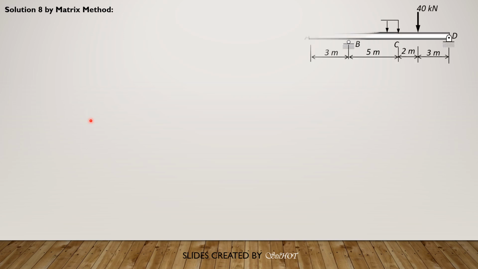Finally, we have the last solution by matrix method. So this is the beam. So let's consider BD as a beam, so that we only have two unknowns and we can solve the slopes at B and D. So we consider AB as a cantilever with a moment, which is clockwise, 20 times 3 times 1.5. So this is 90. 20 times 3 times 1.5 is 90.